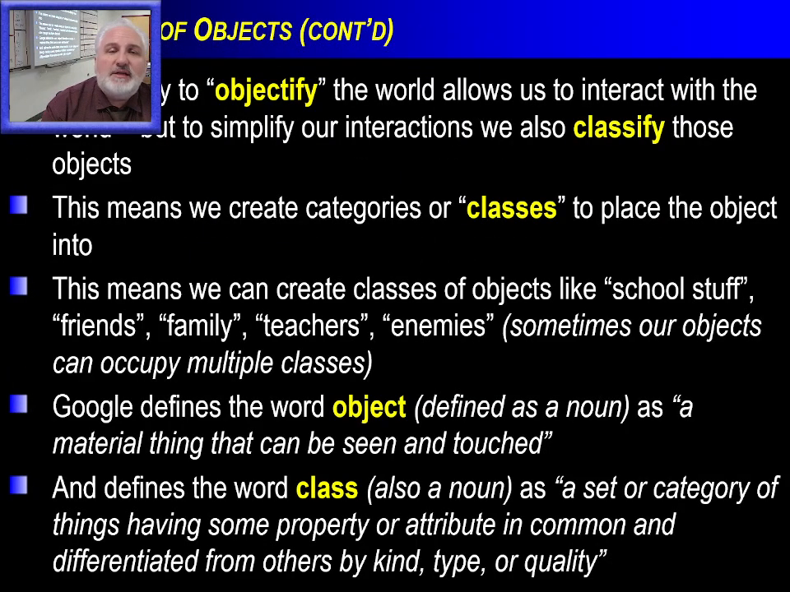All right, so this is where the word class can come in on a macro level, right? To put things into categories or to classify them, okay? So we can do this in our regular lives, classify things as friends and enemies and school and fun, etc. Google defines the word object as a noun as a material thing that can be seen and touched, and the word class as a set or category of things having some property or attribute in common, differentiated from others by kind, type, or quality.